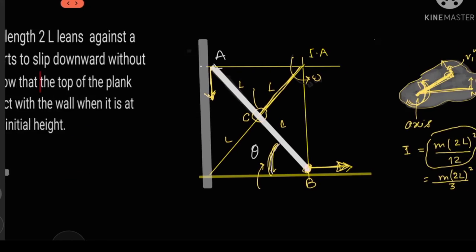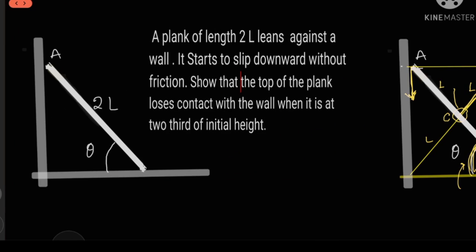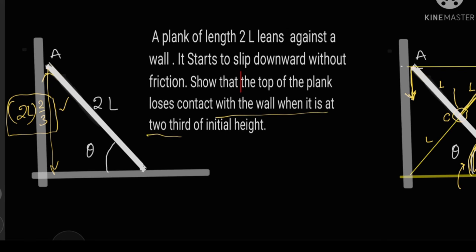So come into this figure. When sine theta is 2 by 3, then this height will be 2L sine theta. So it is 2L into 2 by 3. This proves what we needed to prove, that the top of the plank loses contact with the wall when it is at 2/3 of the initial height. So this height is 2/3 of the initial height. The initial height was 2L. So at this height, the point A breaks off the wall.